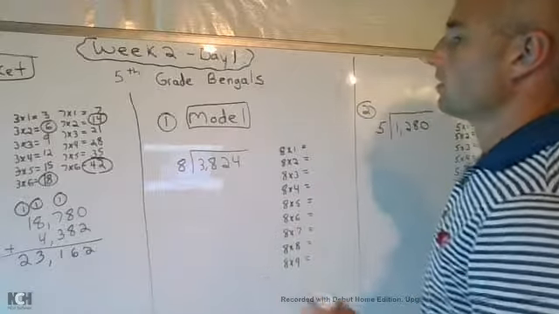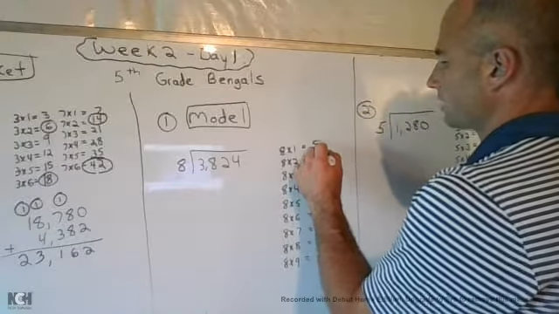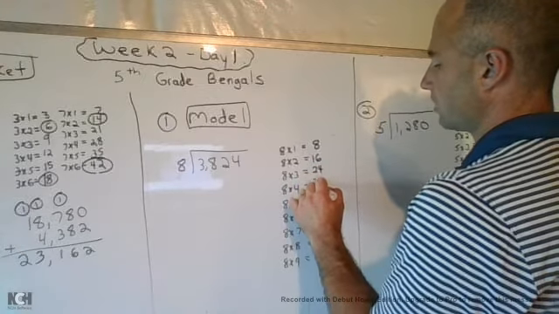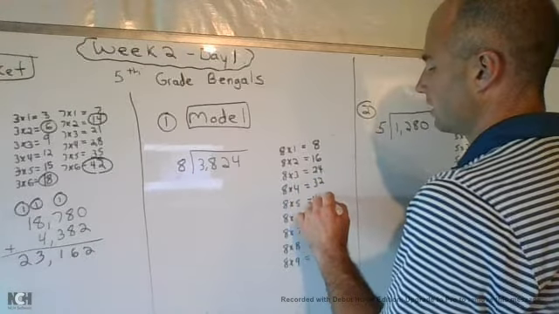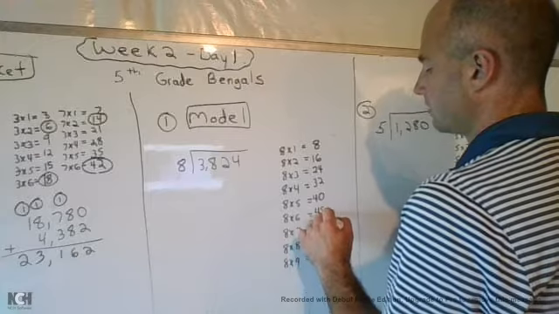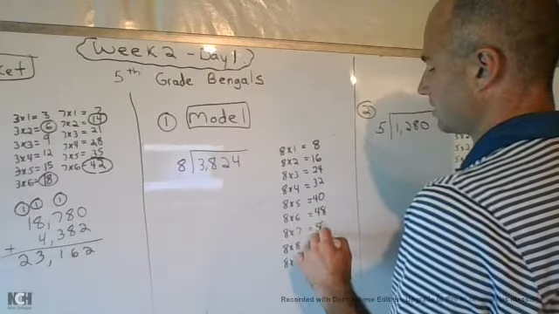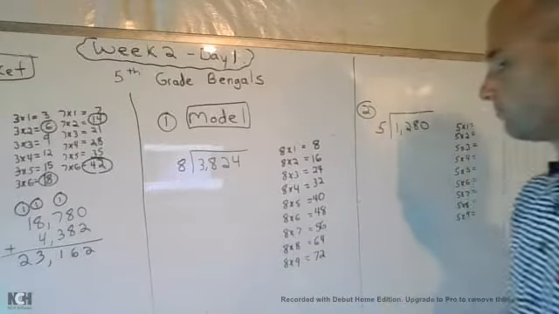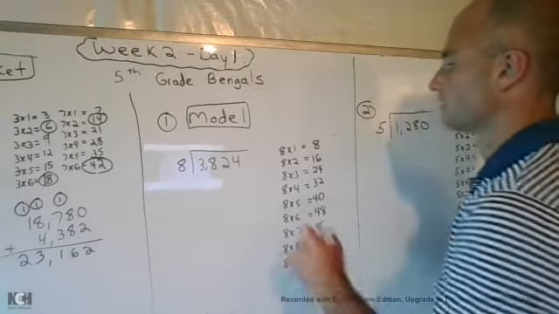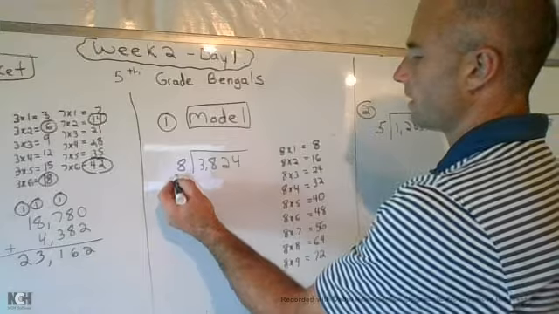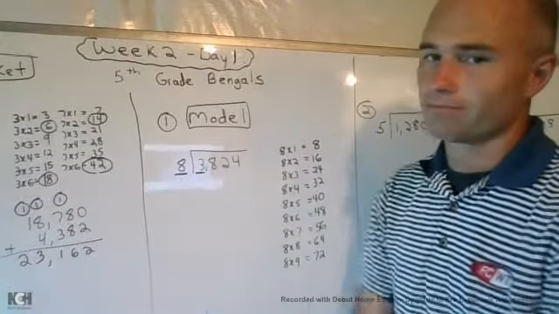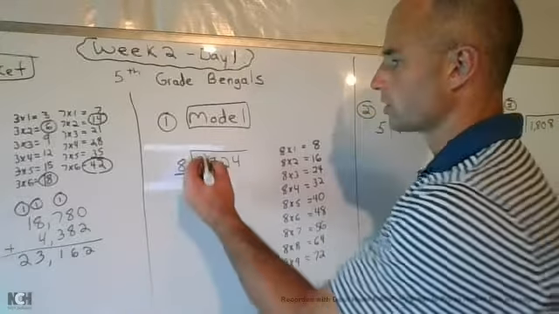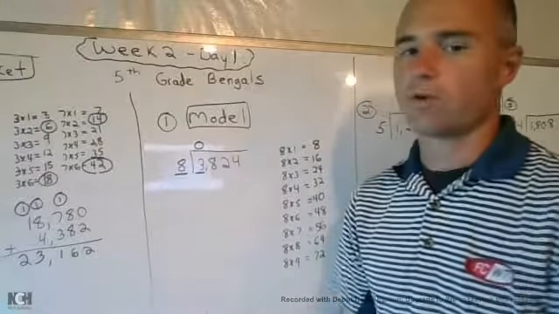So I'm going to write down my 8 times tables. 8, 16, 24, 32, 40, 48, 56, 64, and 72. I'm going to ask myself, how many 8s go into 3? Well, none go into 3. So I'm going to show that there's nothing going into 3.